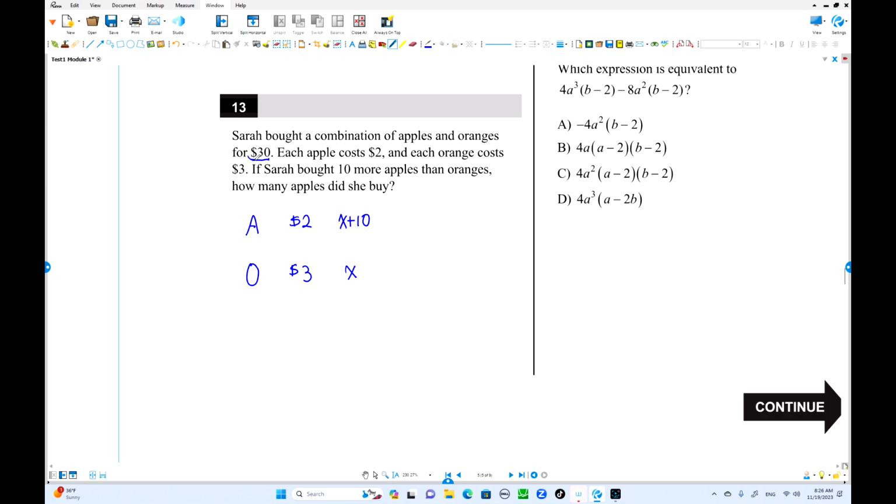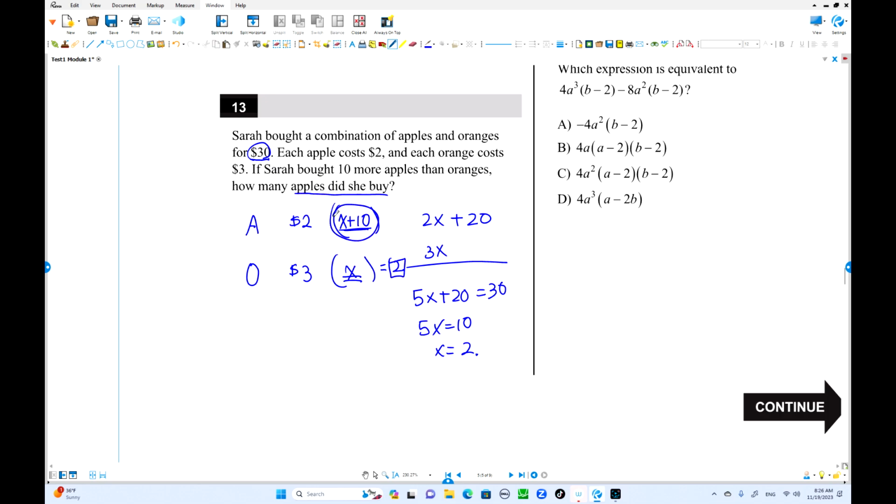All right, so total cost is $30. How much is this over here? This is the number of apples and the number of oranges times their costs. So this is going to be 2 times (x plus 10), which is 2x plus 20. The other one is 3x. Total is 5x plus 20, equal to 30, right? So 5x equals 10, x equals 2. But we are not done. How many apples? You have to be careful, underline what is being asked. So 2 plus 10, 12 is the answer, not 2.